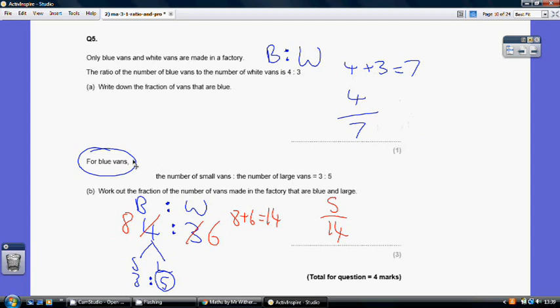Now, looking at the blue vans only, the ratio of small to large is 3 to 5. So let's think about what we're saying. Blue to white, we knew we had a ratio of 4 to 3 from part A. But what we're now saying is, once we've got a blue van, small to large is 3 to 5. So what I really want to do is to try and make this 3 to 5 fit in with my initial ratio. Well, 3 add 5 is 8, so it would be very handy if my number up here was 8, so I can just double my top ratio, so I can replace the 4 to 3 with an 8 to 6.